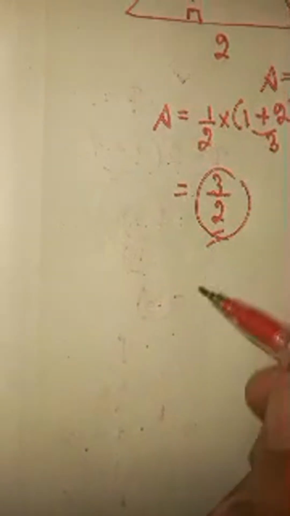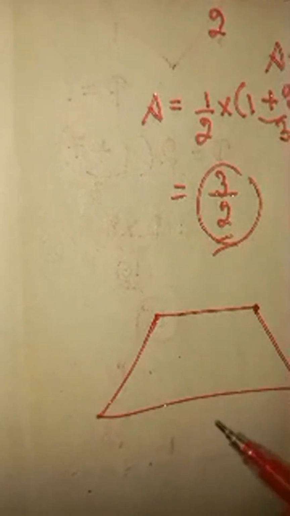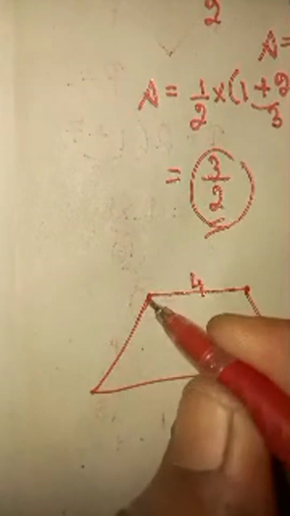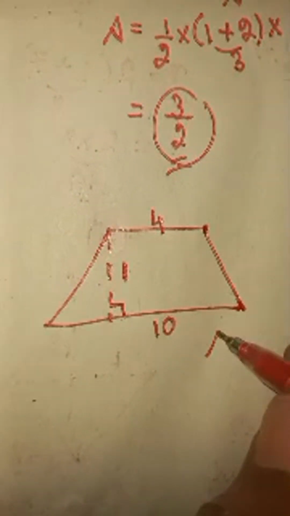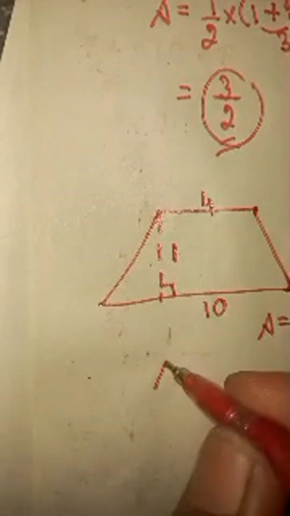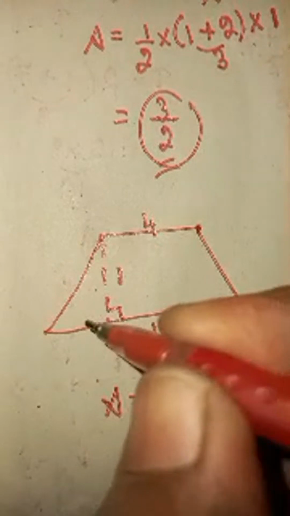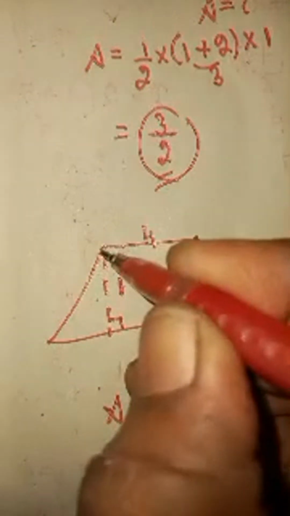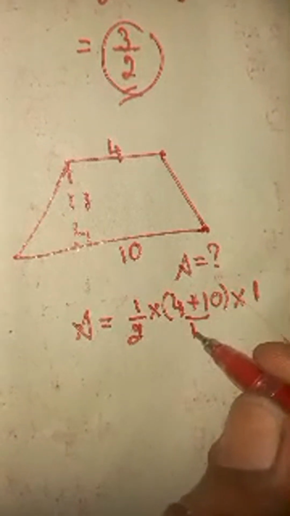Now let's take one more trapezium. Here in this trapezium they are giving the base length as 10 units, the above side length as 4 units and the perpendicular height as 1 unit. You need to find here also what's the area. Area of this trapezium is also the same thing, half times the sum of parallel sides 4 and 10, so it becomes 4 plus 10, times the perpendicular height, which is 1 unit. 4 plus 10 becomes 14.